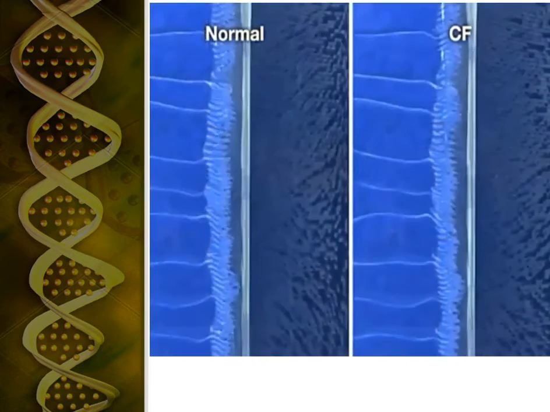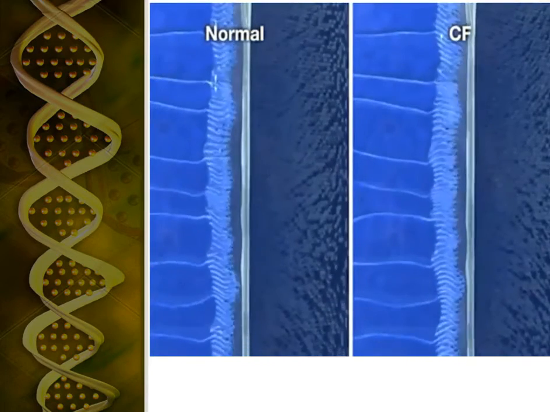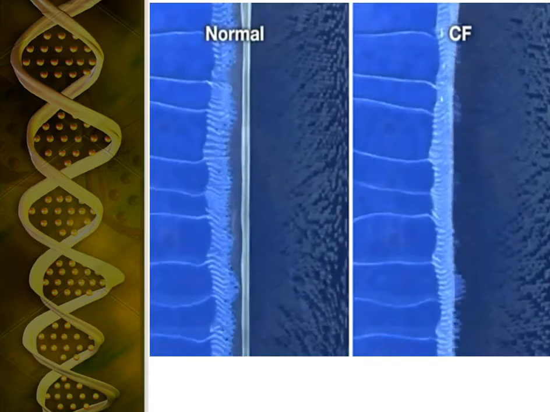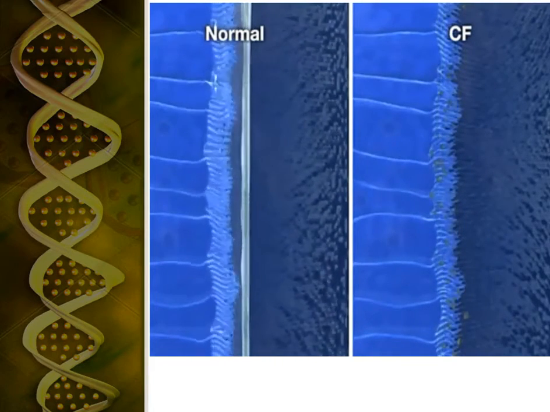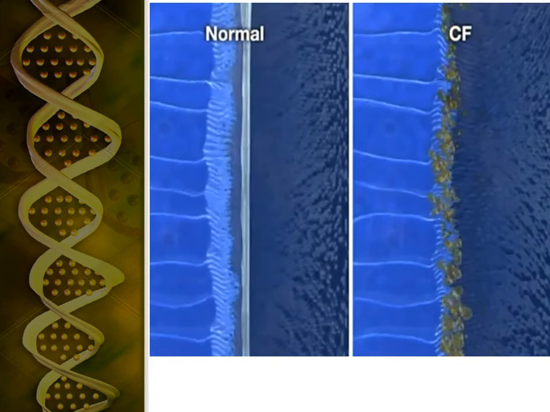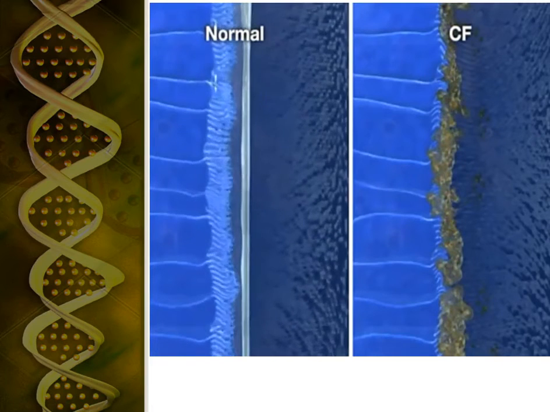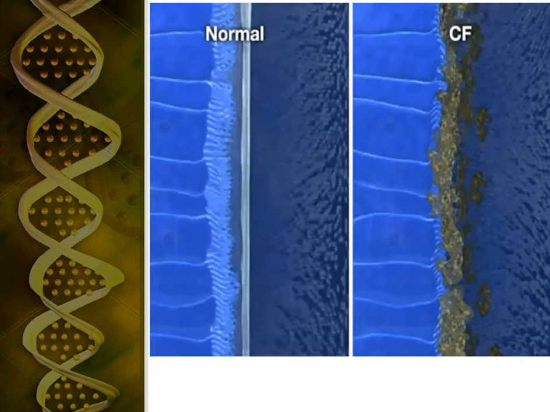hyperabsorbed. These defects in ion transport lead to depletion of the ASL, which results in decreased mucus clearance, thick secretions, and obstruction of the airways. Bacterial colonization, due to the lack of clearance of thick, sticky mucus from the airways, is a contributor to the progressive lung disease in cystic fibrosis.